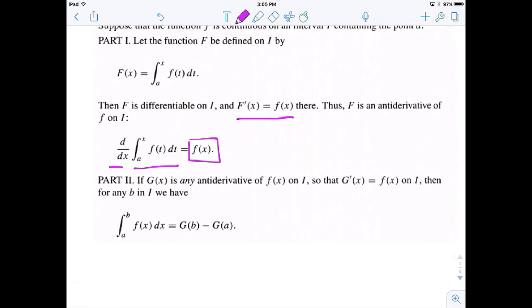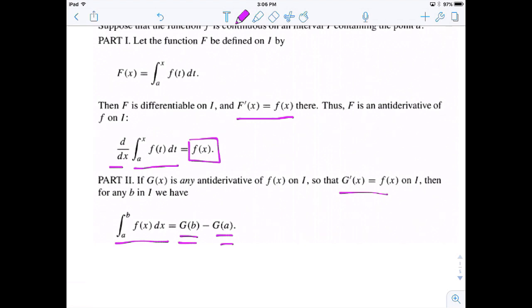Now, part 2 is where we get more into applications, which is if g of x is any antiderivative of f, then g prime equals f, right? Then for any b value on the interval, the integral from a to b of f will be g of b minus g of a. So what that says is take the antiderivative, plug in your upper bound and your lower bound, and that will give you the net change or the area under the curve there.